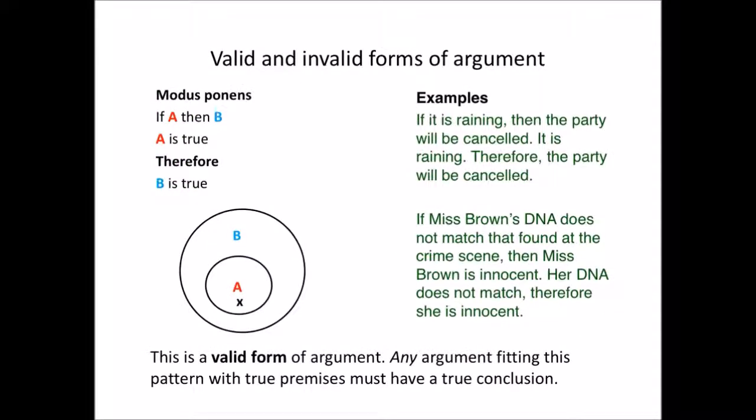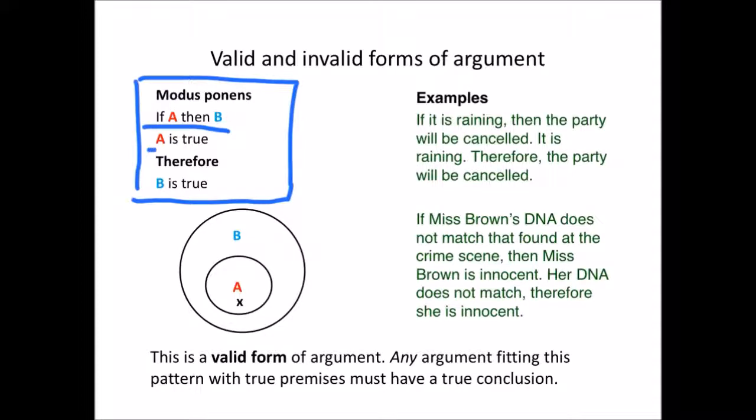Let's look at one more valid pattern of argument and one more invalid pattern of argument. Here is the valid pattern of argument, modus ponens, probably the most obviously valid kind of argument you can have. If A then B is the first premise, and now the second premise says simply that A is true, and we can conclude that B is true. Well, that's obviously right. If A is true, then B is true. If a point is in A, then it's in B.